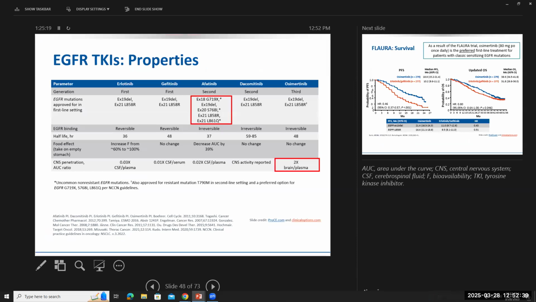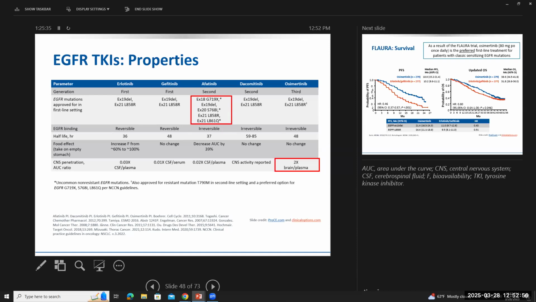So these drugs, there's 5 of them on the market. They are all different iterations of an EGFR inhibitor, okay? The first generation agents are gefitinib and erlotinib. They had limitations in that they didn't really cross the blood-brain barrier.